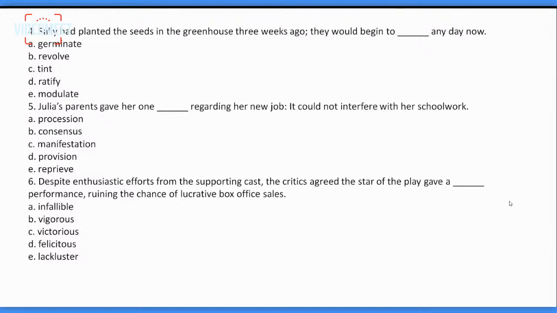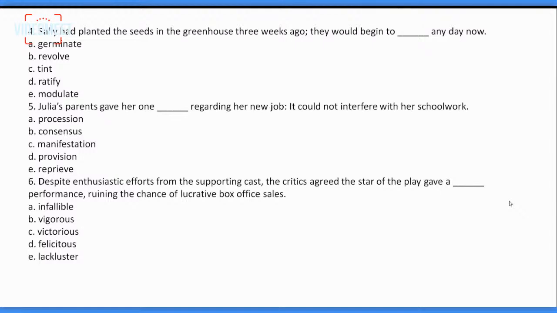Now, when we particularly talk about seeds, there are very few terms that are very common, right? So try to understand those words if they're given in the option. So the first word is germinate. Germinate is, again, obviously, to grow, right?